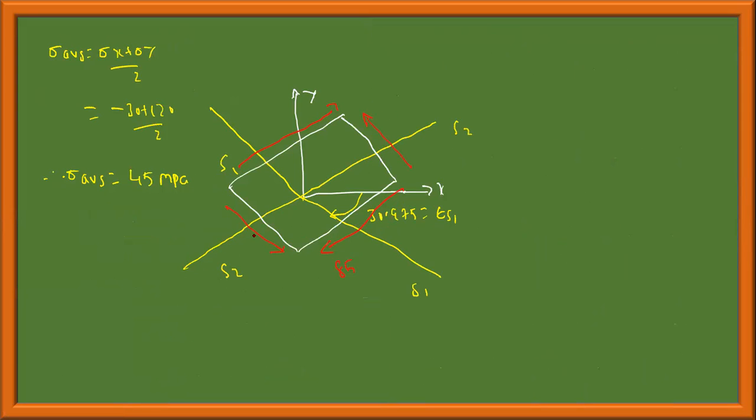Sigma average 45 MPa. It is tensile, right? Sigma average acts on all four faces. We should write this sketch properly: sigma average 45, similarly 45 on all four faces.